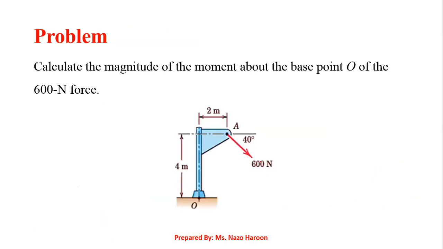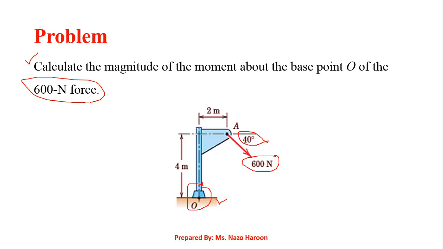Okay, so let's have a look at this numerical problem. I'm going to read what this problem statement says. It says that you have to calculate the magnitude of the moment about the base point O of the 600 Newton force. So this is base point O, right? You have been asked to find out the moment about this base point O, but you have been given a force having a magnitude of 600 Newton. So this is the force having a magnitude of 600 newtons, and you have also been given the direction, which is 40 degrees.